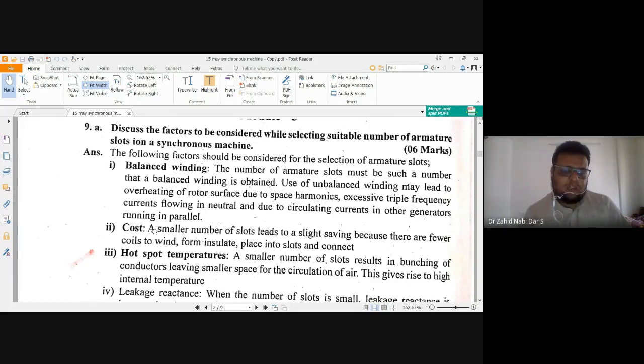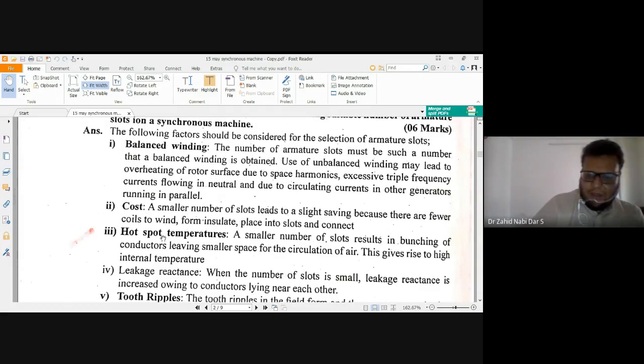Another factor is hot spot temperature. What do we mean by hot spot? If you have a smaller number of slots, it results in bunching of conductors, with conductors lying one over another, so there is little space left for air circulation through them. This gives rise to internal temperature, and in some places there would be hot spot temperatures. For example, if I'm rubbing my hand, heat is produced, but at one place excessive heat is produced because of the constant rubbing. The air gap is not there, so we have to keep these hotspot temperatures in mind also.